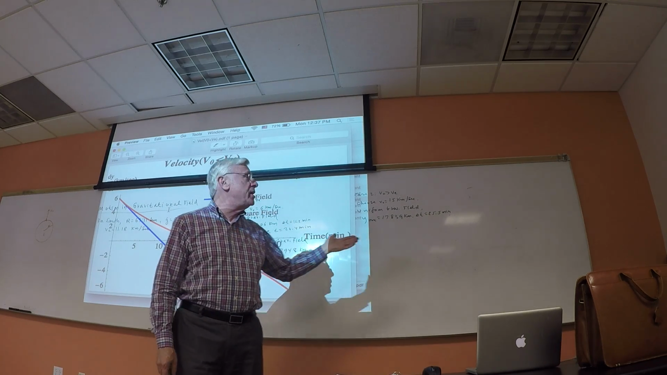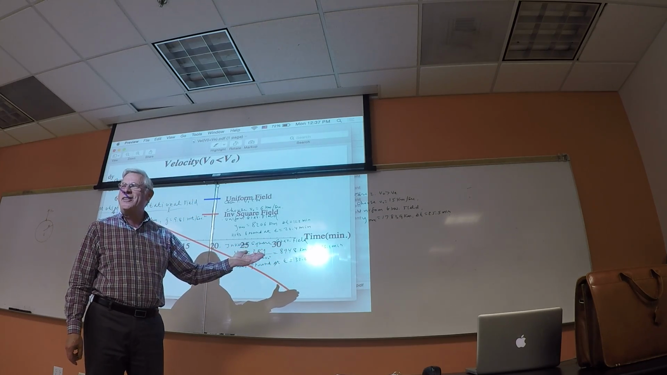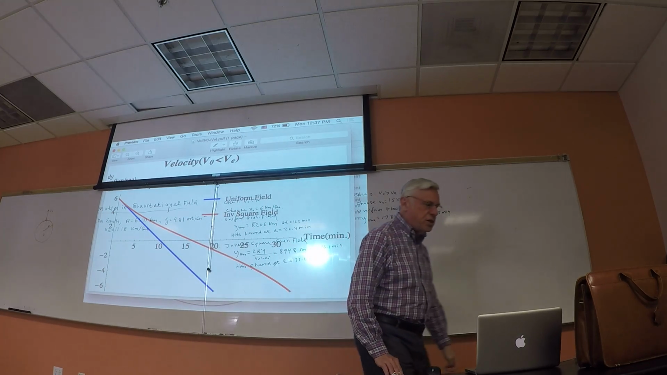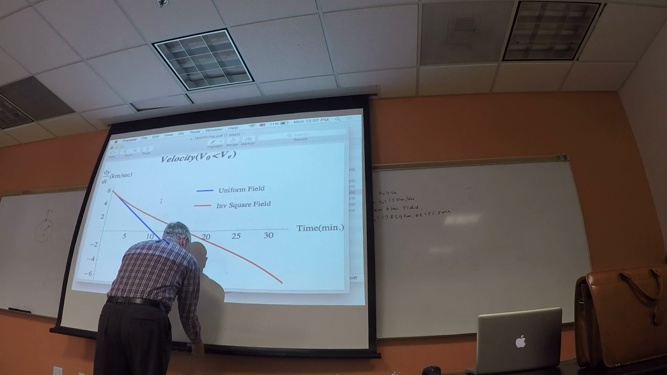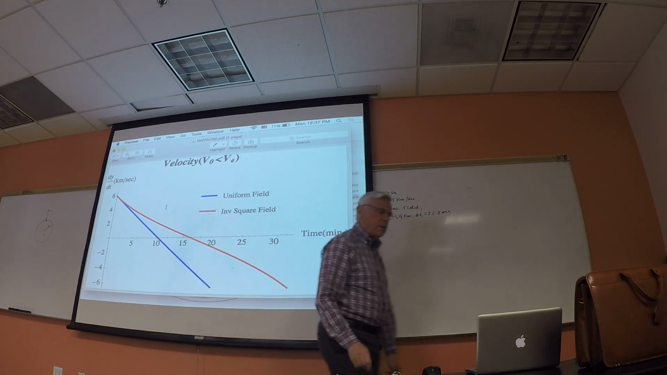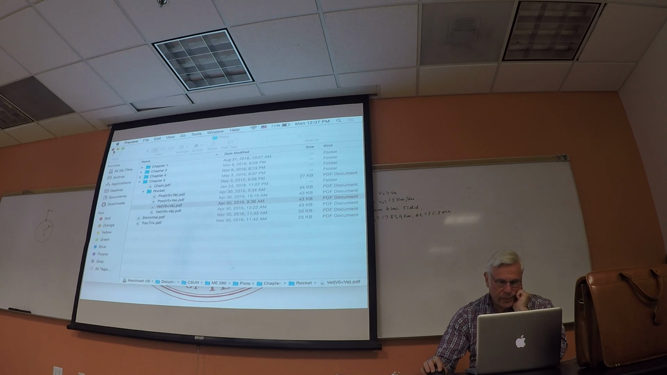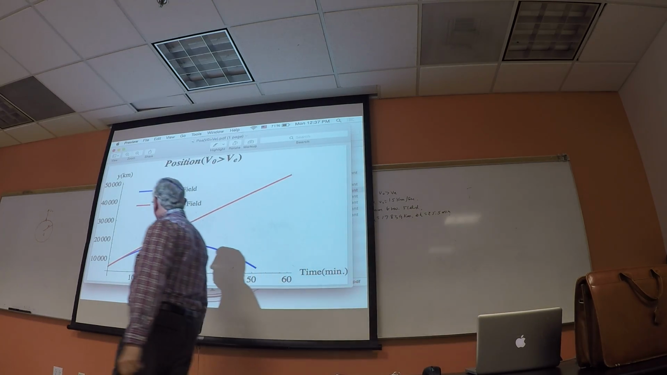And why did I not write down anything for the other case? Because it's going to keep on going. It's just going to keep climbing, climbing, and climbing. So let's look at the position and velocity for that case. V0 greater than VE position. Yeah, here it is.